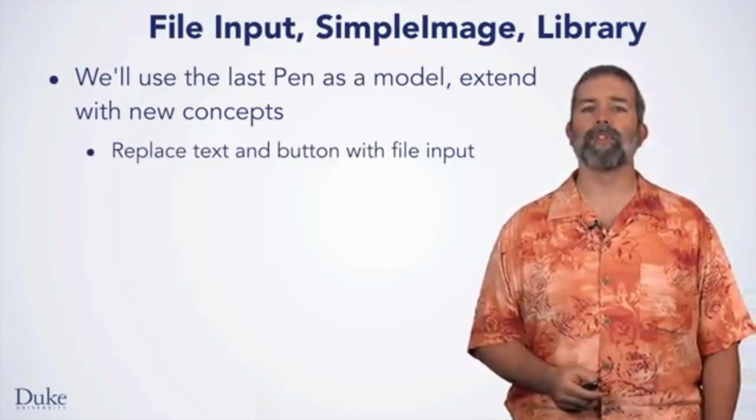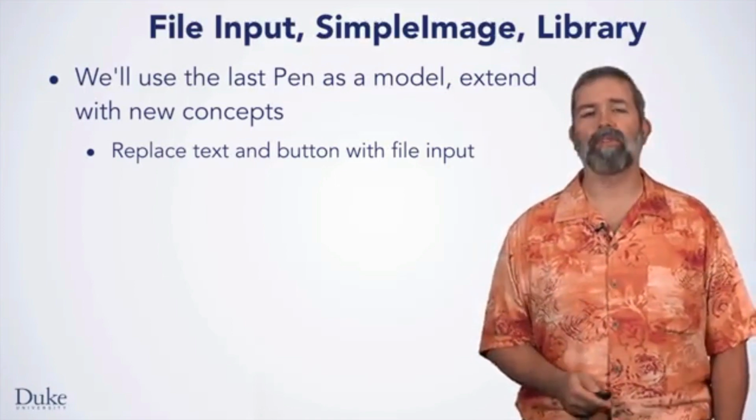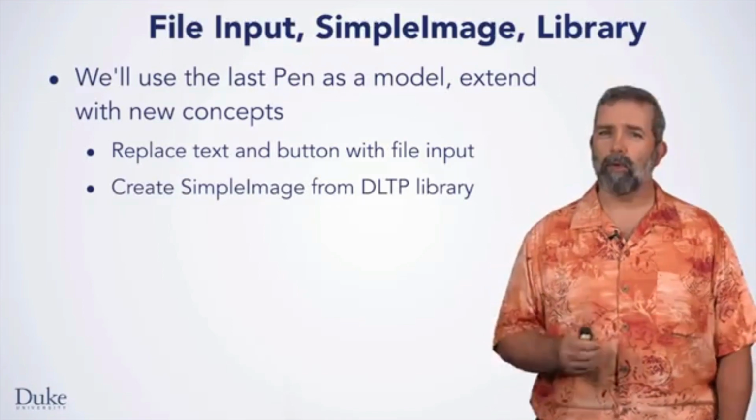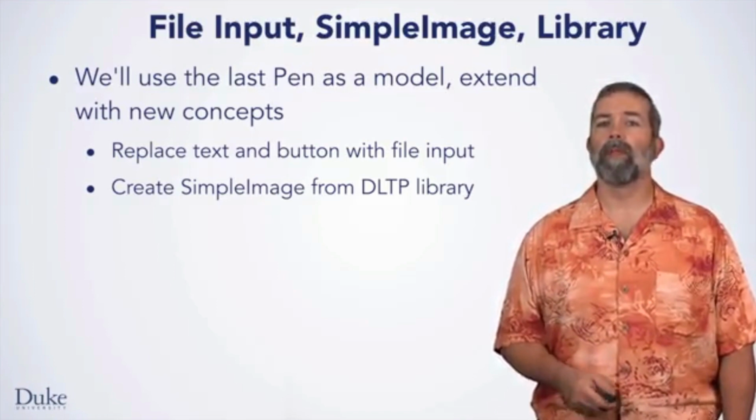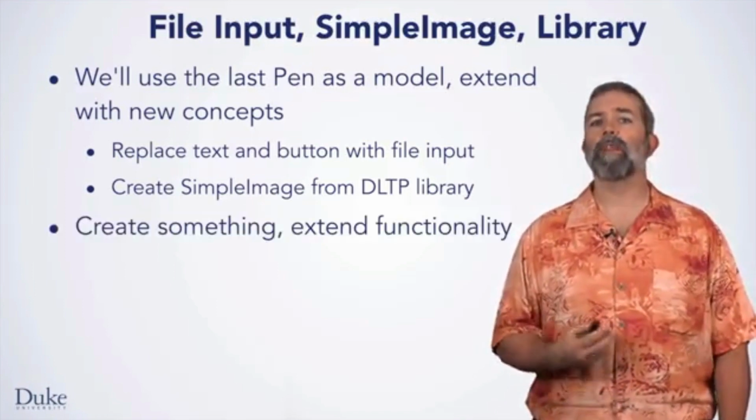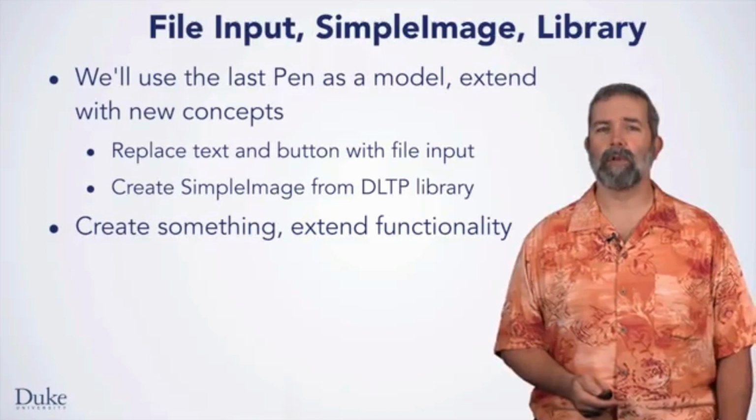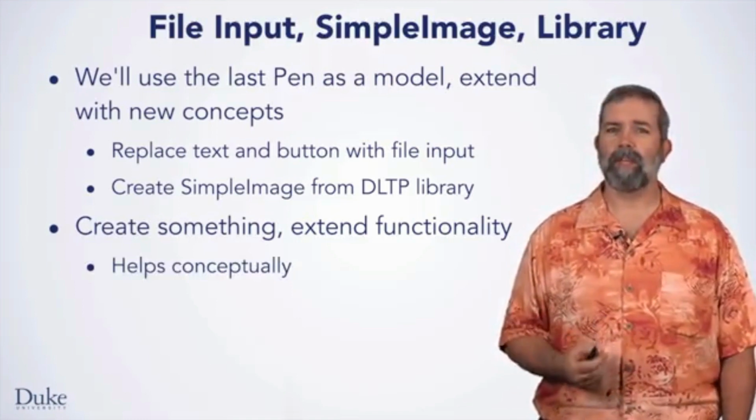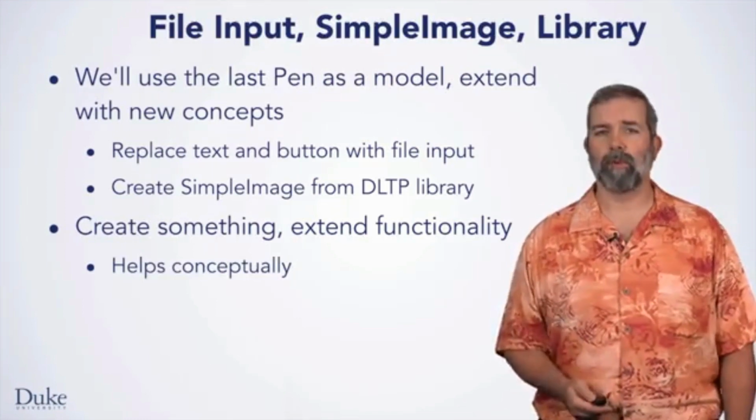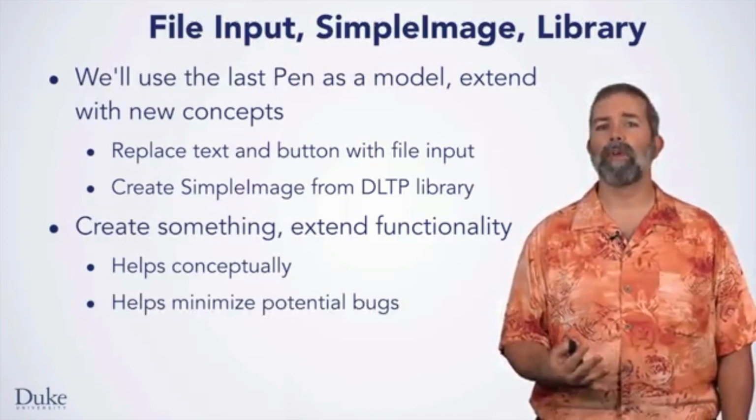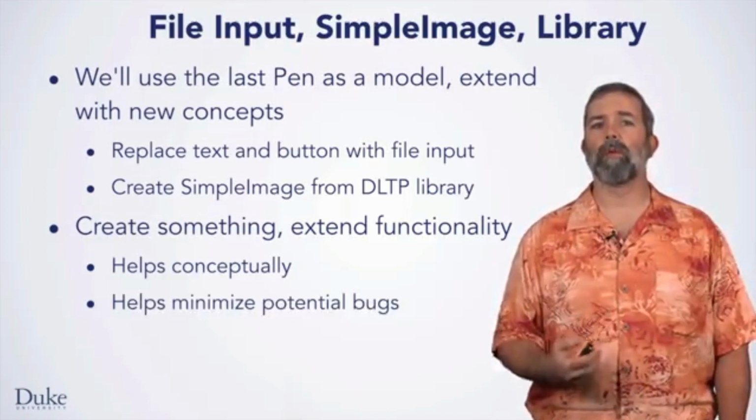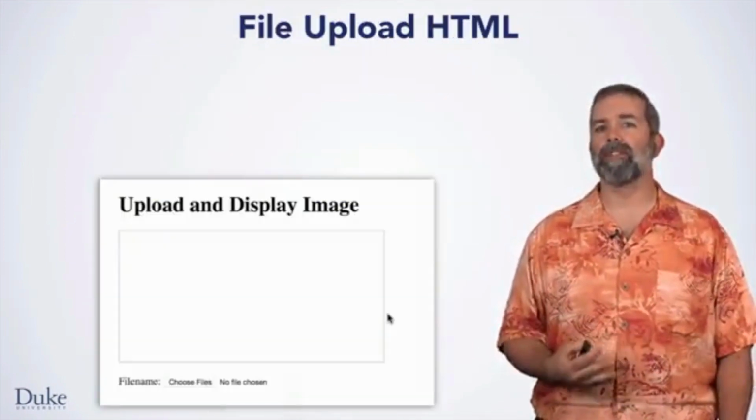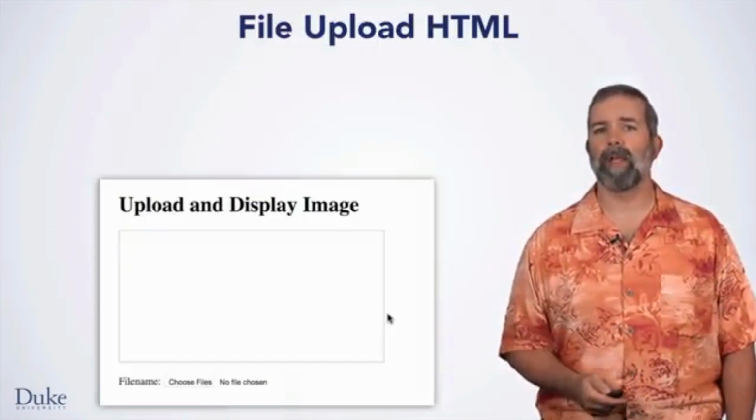We'll replace the two inputs of type text and button with a single input of type file. We'll create an image from the file chosen by the user and upload it. This will be a simple image from the Duke Learn to Program library that you've worked with before. You'll create the web page by extending the functionality we saw in the prototype. Starting with something familiar helps with understanding the new concepts, in this case, the file input and a library of JavaScript code. Starting with something familiar also helps with debugging, since we start with a working web page and working JavaScript. Let's look at how HTML and JavaScript combine to allow you to upload and display an image.